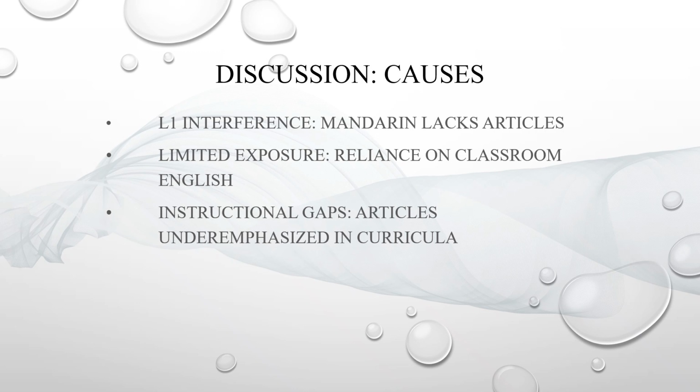Second, limited exposure. Many learners rely almost exclusively on classroom English, which restricts their opportunities to see articles used naturally in authentic contexts. Without immersion, they do not internalize article rules. Third, instructional gaps. Articles are often underemphasized in curricula compared to tense, vocabulary, or sentence structure. Teachers may assume articles are simple, but in reality, they require explicit attention. Together, these factors explain why article errors persist even at higher proficiency levels.